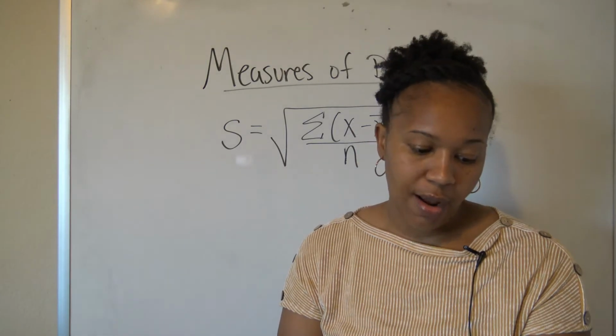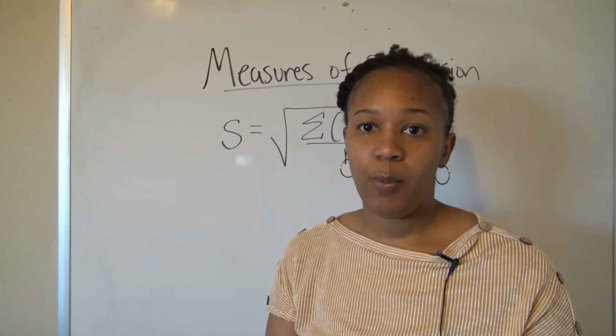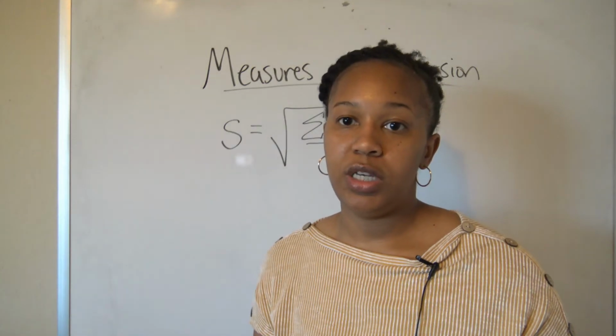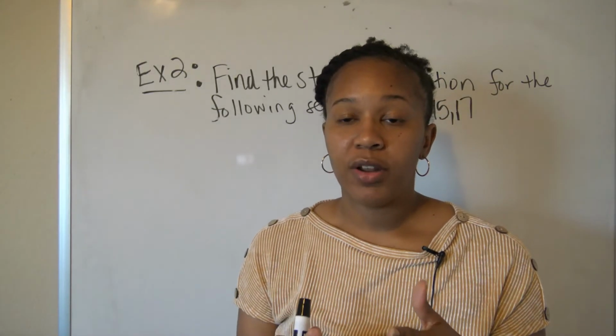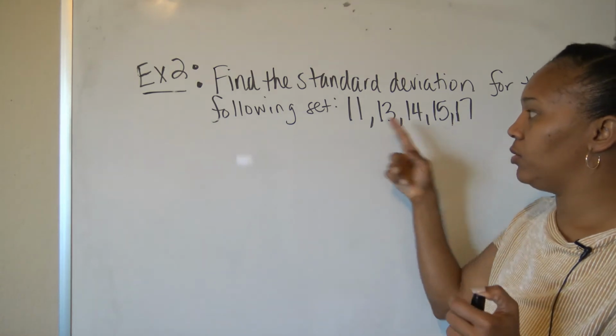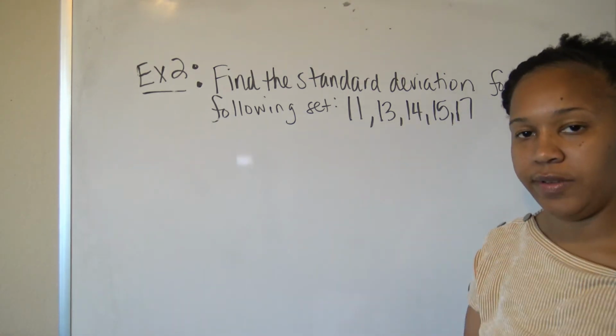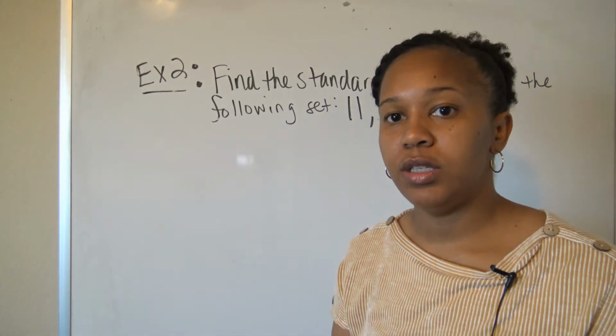There are 6 steps, and I'm going to take you through an example and show you how to use each of the 6 steps. In this example, we want to find the standard deviation of the same data set that we had in the last example: 11, 13, 14, 15, and 17. This is just a small example to show you how to go through each of the steps.